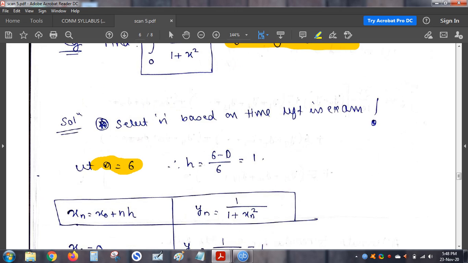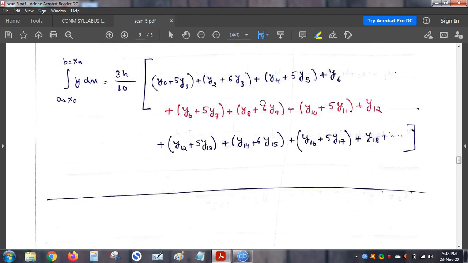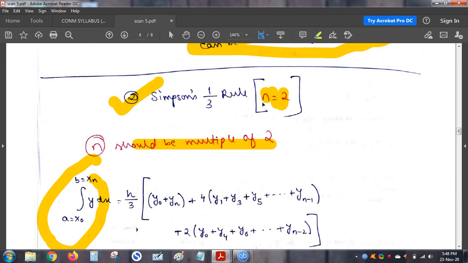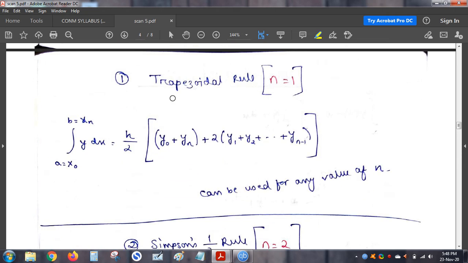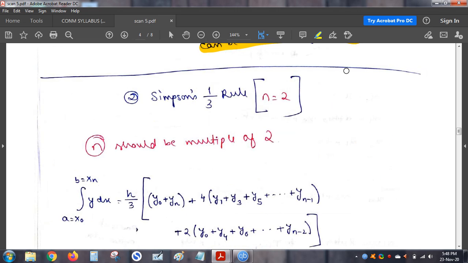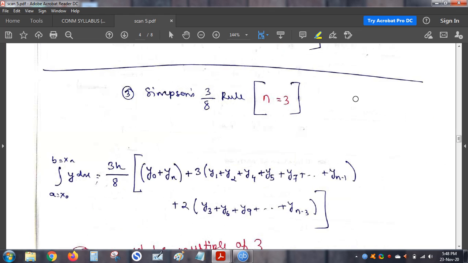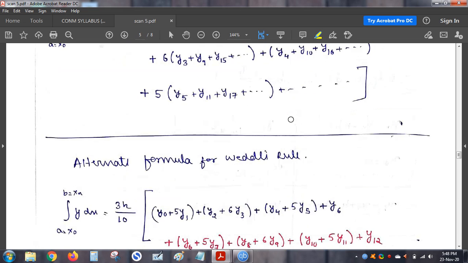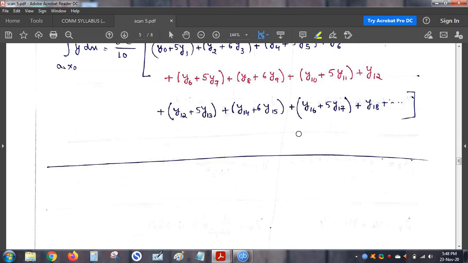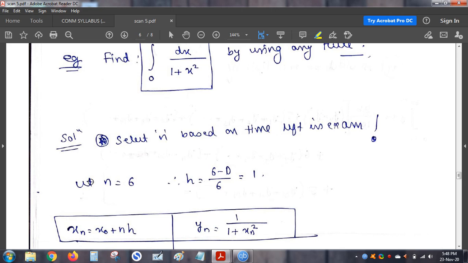Now why I am selecting n equals 6 is that if I select n equals 6, then I can use all the formulas and show you how the formulas work. Because this trapezoidal rule can be used for any value of n. So for n equals 6 also, this method can be used. Now Simpson's one-third rule has to be a multiple of 2. So 2 into 3 is also 6, so this also satisfies. Then Simpson's 3/8 rule needs a multiple of 3. 3 into 2, so this is also satisfied. And Weddle's rule, n has to be 6 or a multiple of 6, and here it is 6 only. So see, n equals 6.